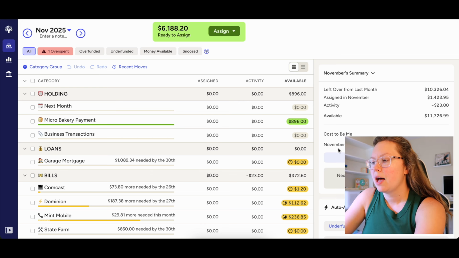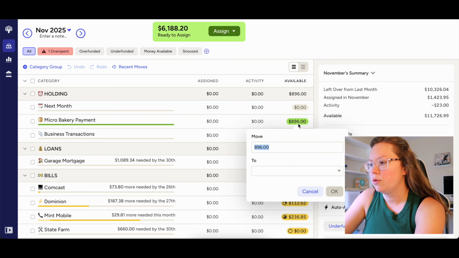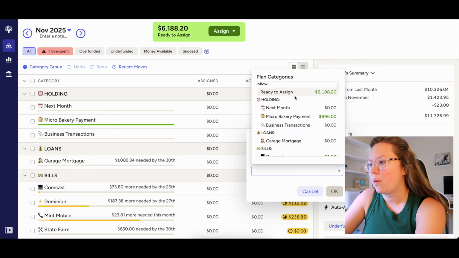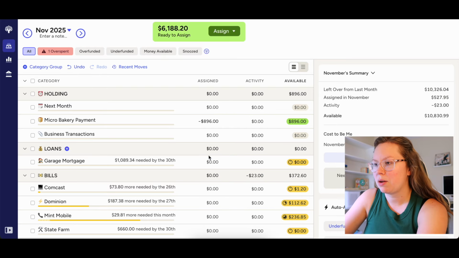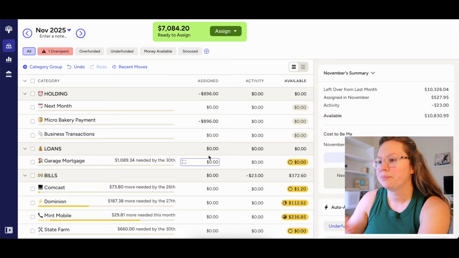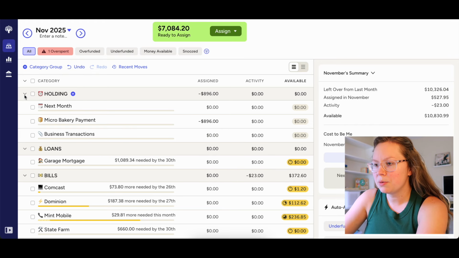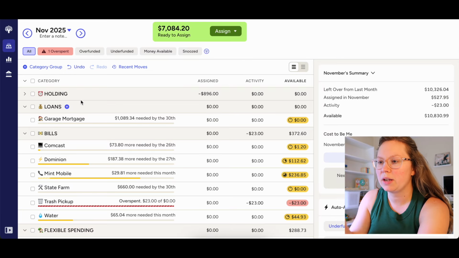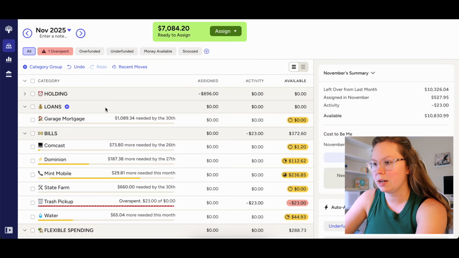In saying that, I am going to move this money up to ready to assign, so that we have the full amount, $7,000, to divvy up in sections. So we're going to go through now. That was just my little holding category that I like to put money in if I don't want to spend it throughout the month, and wait until the beginning of the month.